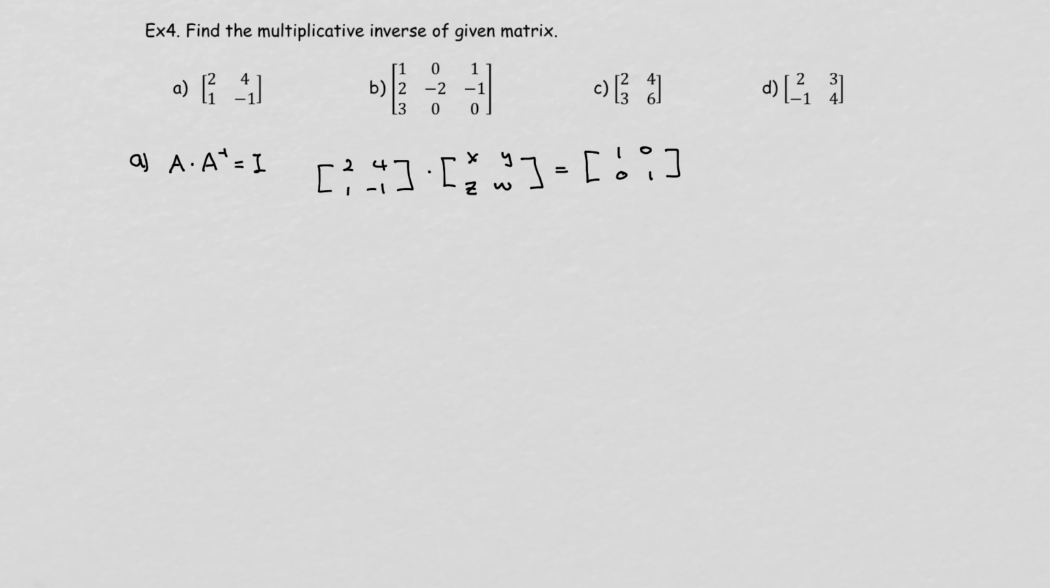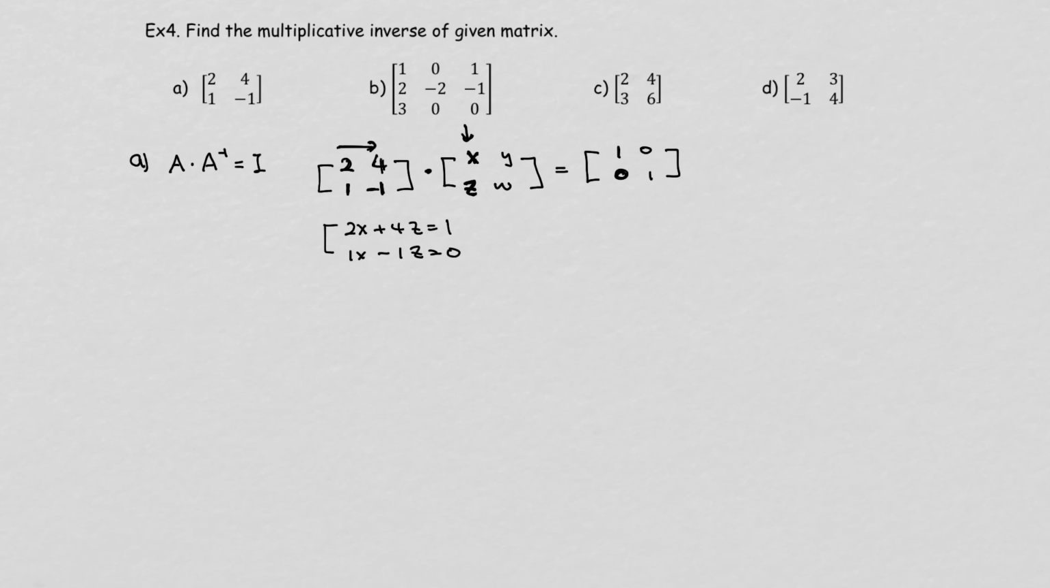So when we're solving this, we will do the multiplications, right? When we're doing multiplication, we're doing rows multiplied by columns. So I will get 2 times x plus 4 times z, right? That will give me 1 equation: 2 times x plus 4 times z equals 1. I am creating 4 equations. Now the second row, first column will be 1 times x plus negative 1 times z, right? That will give me 1x minus 1z equals 0.